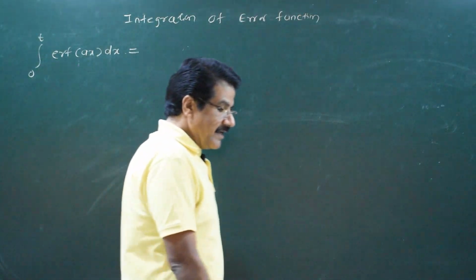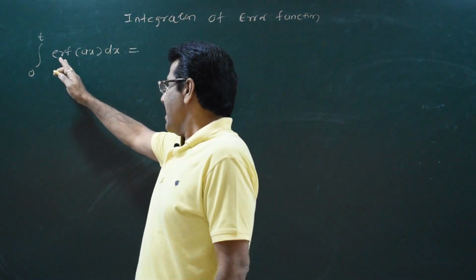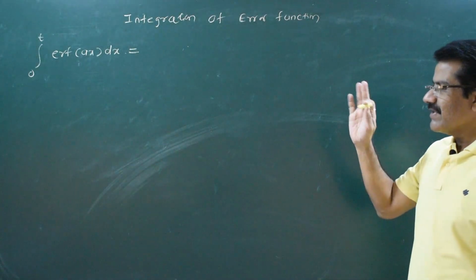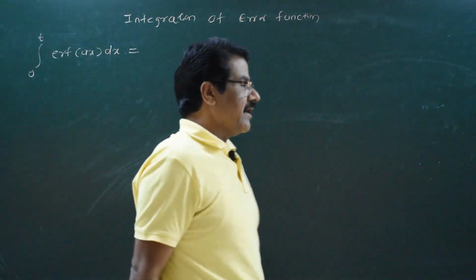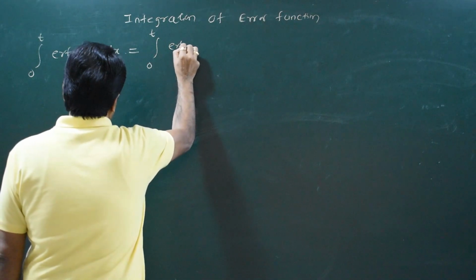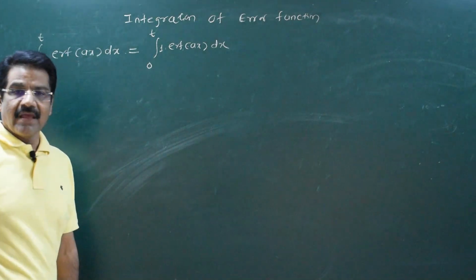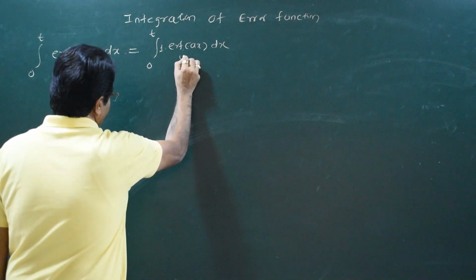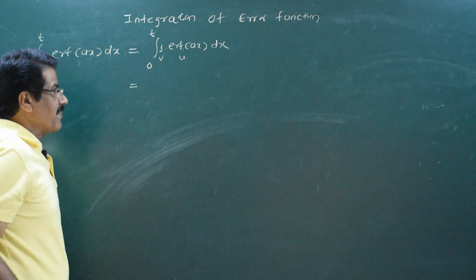Next topic is integration of error function. We have to integrate error function of ax within the limits 0 to t. Whenever a single term is present inside the integration, we know that we always have to take 1 as a multiplier, and therefore while integrating this error function of ax, we will take 1 as a multiplier, and as per LIATE rule, we have to take error function as u and 1 as v, and apply integration by parts.